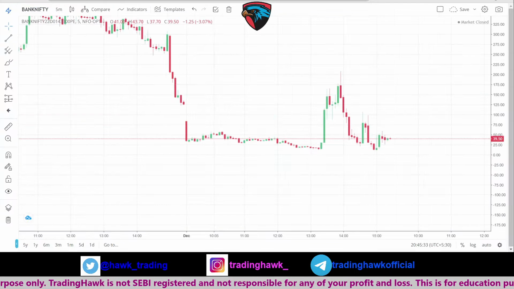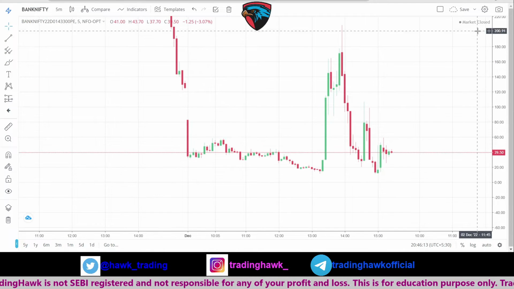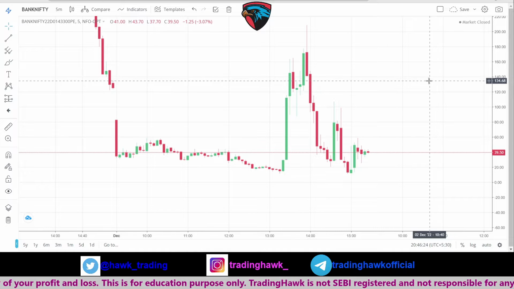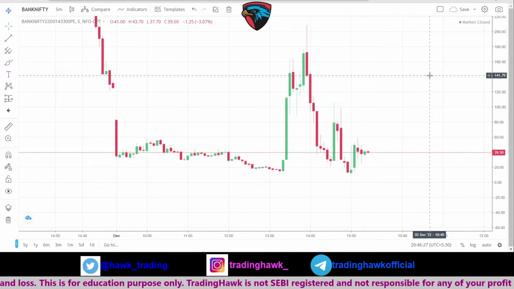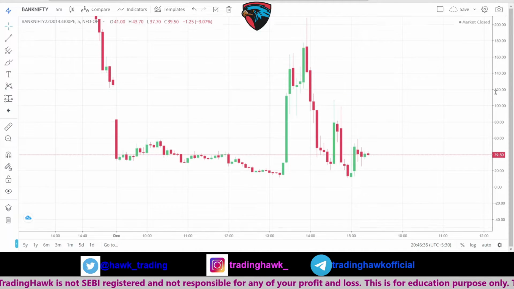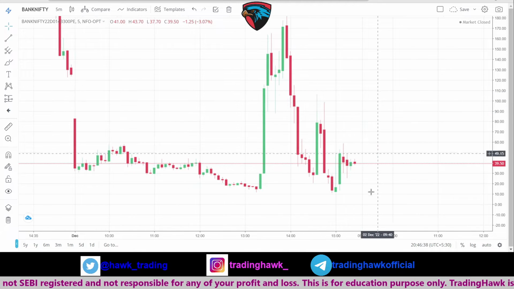Let me give you the scenario in which I gave you that hero zero trade at the right time, but it was risky, so I don't want people to invest all their money and take the trade. That's why I kept saying it is a very risky trade. Only take it if you are able to sustain it going to zero. So this is the chart of the 43,300 put. Is everyone able to watch it, right?